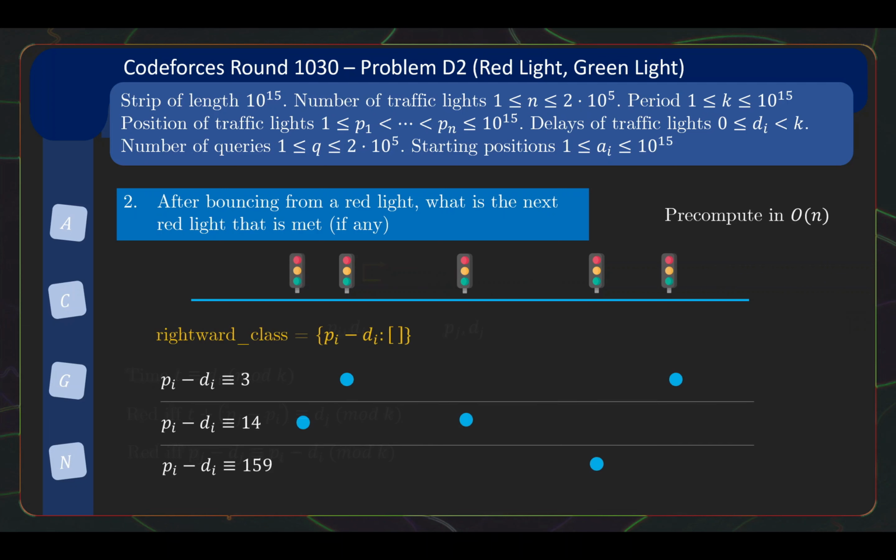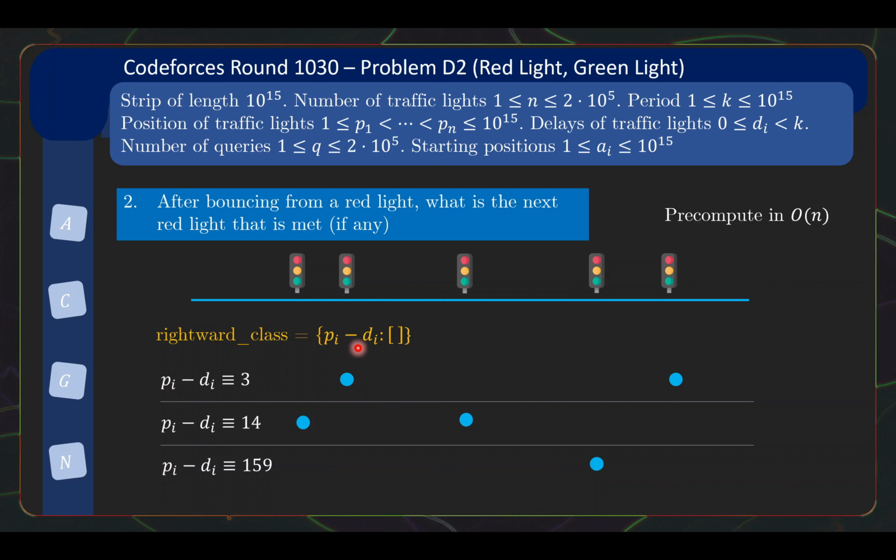But this gives you a very good idea, which is I can just group the traffic lights by their p minus d values. So I'm going to define a dictionary called rightward class, where the keys are the p minus d value, and then the values are basically a list of all the traffic lights with that p minus d value. Now, a word of warning: when you create this dictionary, do not by default insert all key values that are possible, because the key values can go up to 10 to the power 15, and then you will just run out of time again.